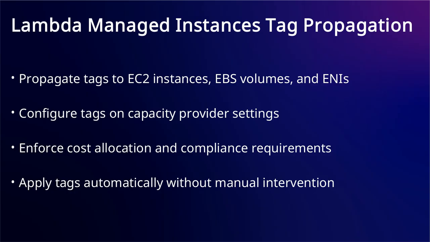capacity provider settings using the CreateCapacityProvider or UpdateCapacityProvider APIs. You enforce cost allocation and compliance requirements by setting the PropagateTags mode to explicit and providing key-value pairs. The system applies tags automatically without manual intervention to all new managed resources after configuration. You can manage these settings through the AWS Management Console, AWS CLI, AWS CloudFormation, AWS CDK, or AWS SAM, ensuring consistent tagging across all LMI provisioned resources.